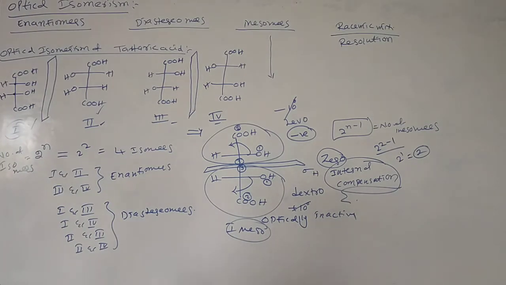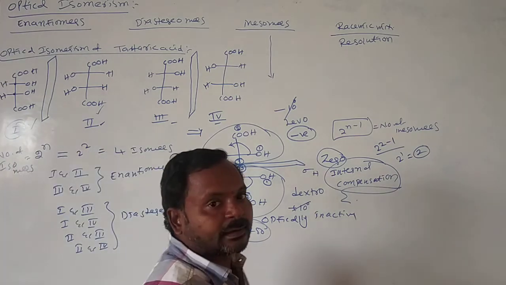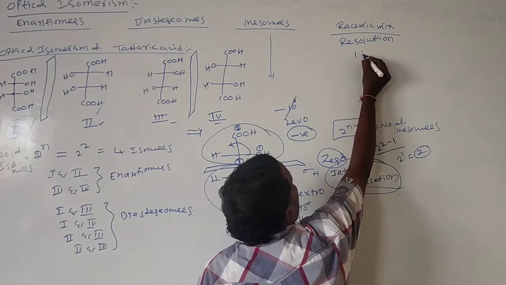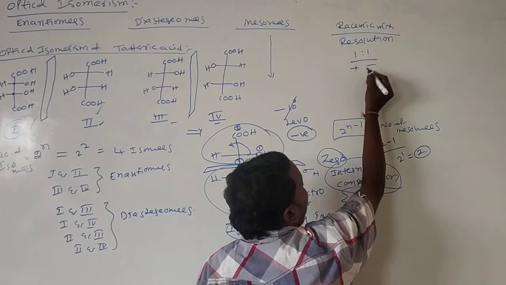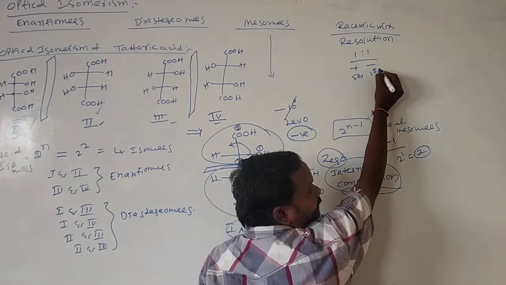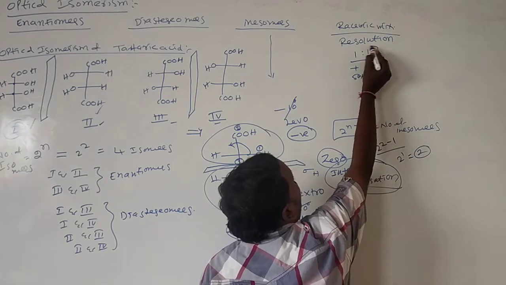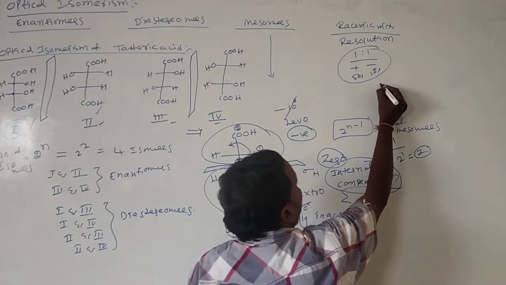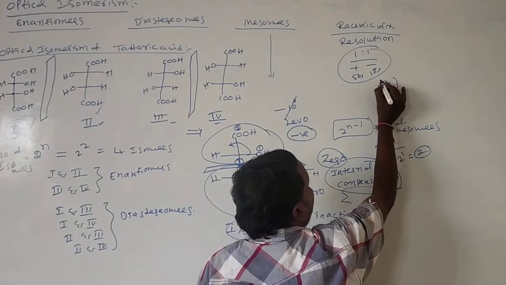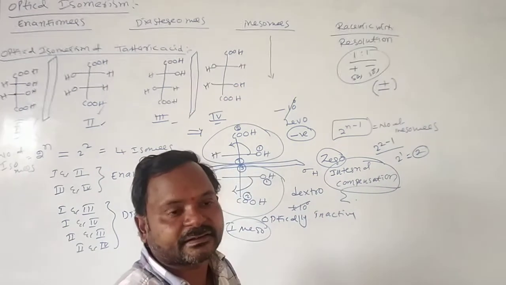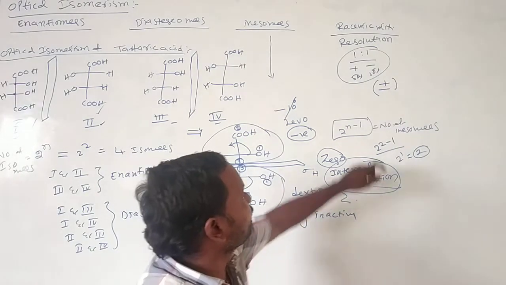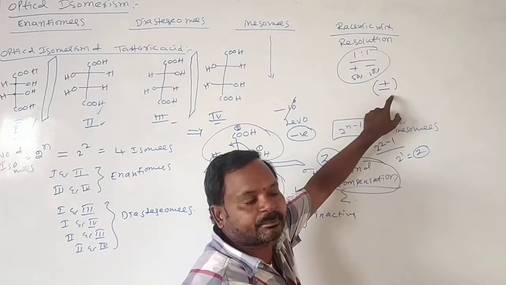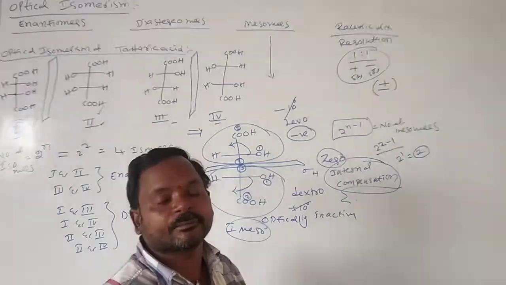And what is the meaning of racemic mixture? This is about meso compounds, diastereomers, enantiomers. What is the meaning of racemic mixture? A 1:1 ratio of two enantiomers, plus minus, 50% and 50%, we call a racemic mixture. This is also called racemic modification. Preparation of a racemic mixture we call racemic modification or racemization. The plus minus symbol is the symbol for the racemic mixture.